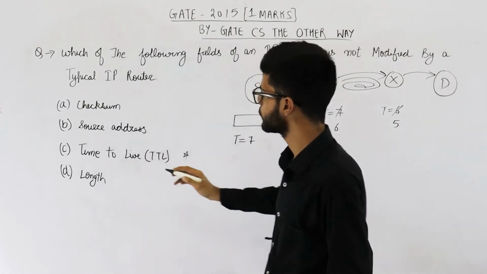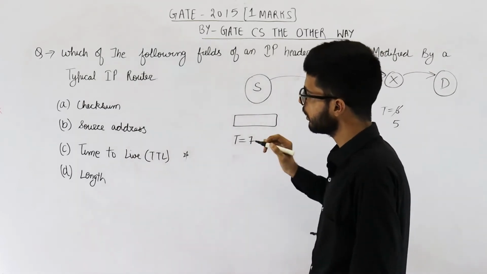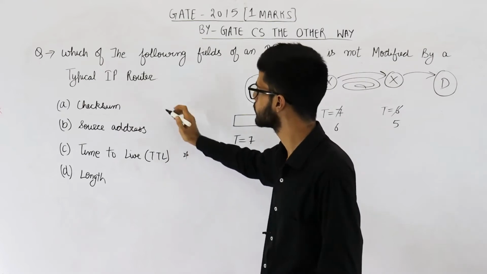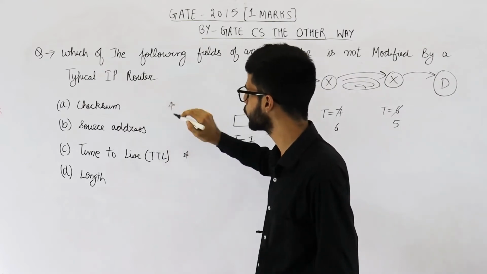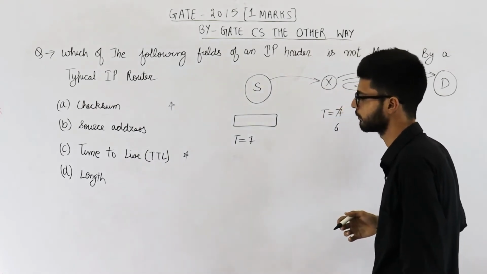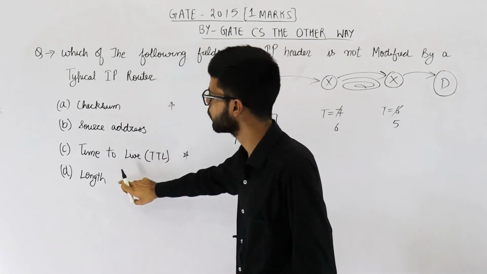Now, option C will surely be modified. If we modify TTL, the checksum will change. Hence, the router will compute new checksum and router will also update the checksum field. So C and A are going to change. Let's talk about option D.